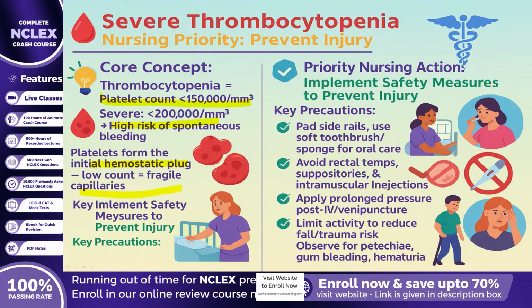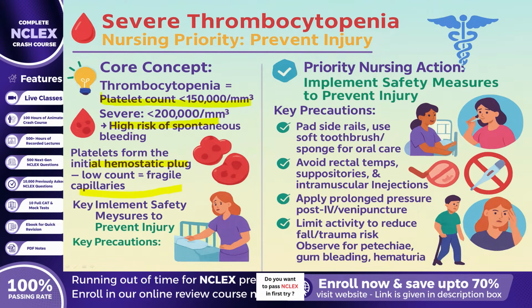When platelet counts plummet, even minor trauma such as brushing the teeth with a hard toothbrush, bumping a bedside rail, or administering an intramuscular injection can precipitate life-threatening hemorrhage. Therefore, the foremost nursing goal is to prevent injury through meticulous safety precautions.